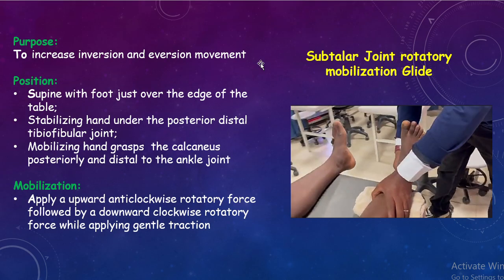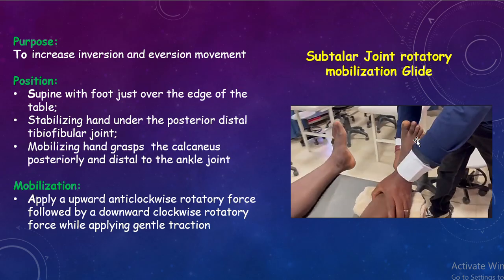Then we move to the joint between the talus and calcaneus. You can call it the talocalcaneal joint, but it's also called the subtalar joint. That joint is particularly responsible for the movements of inversion and eversion, so any mobilization we carry out in that joint will eventually result in inversion and eversion.